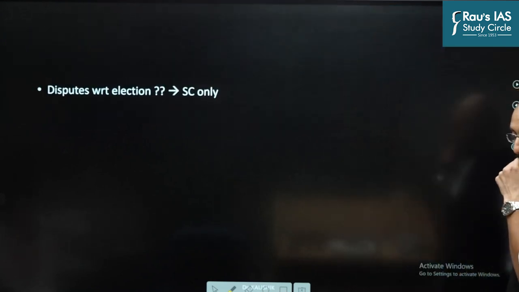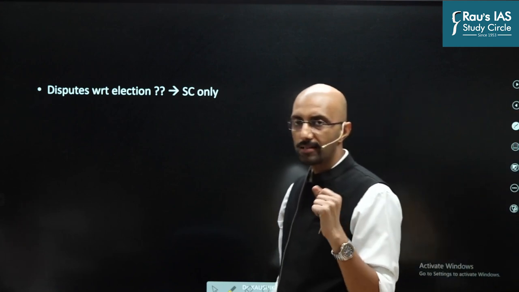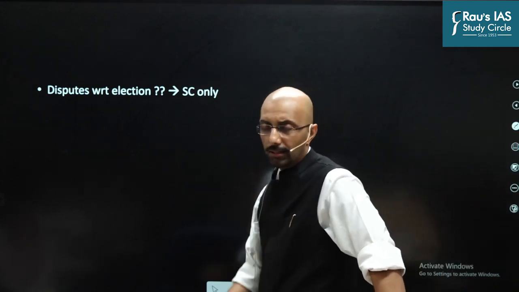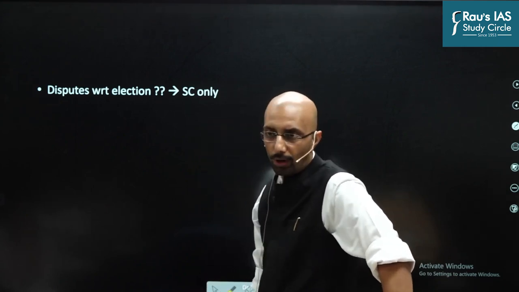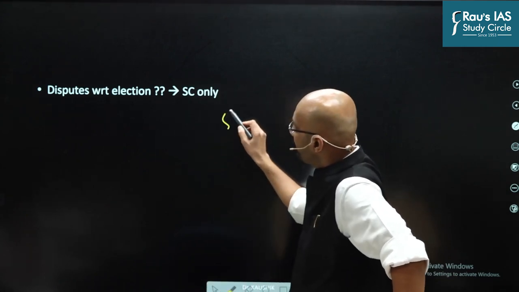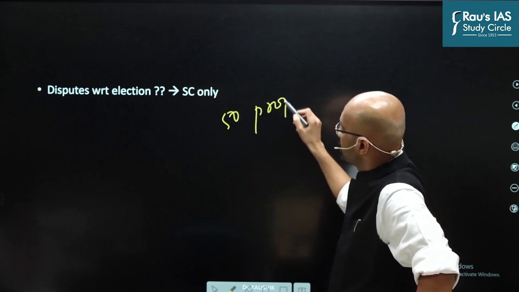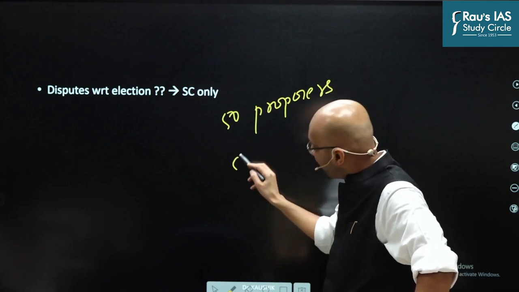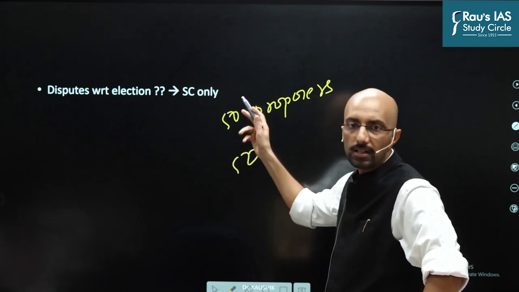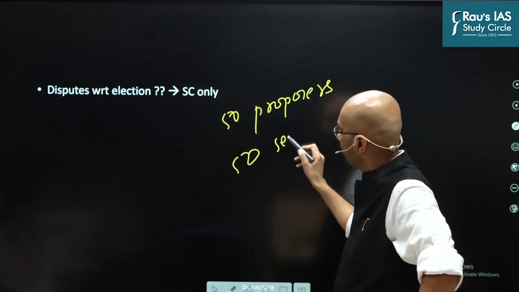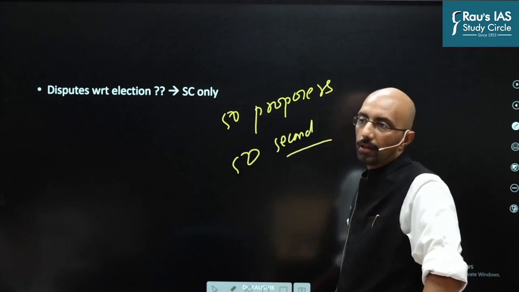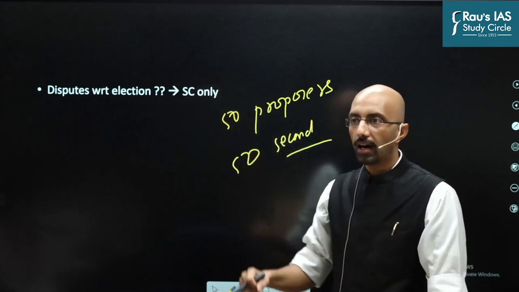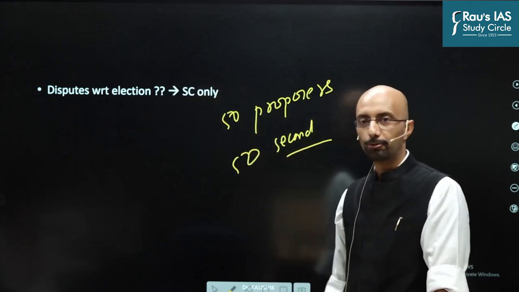Now, a few more things before I forget. To fight the election of President, you must get your name proposed by 50 people. So you need 50 proposers. And another 50 people, different from these 50, will second your name. Matlab, they will support your name. It's like the first 50 people propose your name, and the other 50 say, haan, theek aadmi hai. Chalo, lada usko chunav lada.